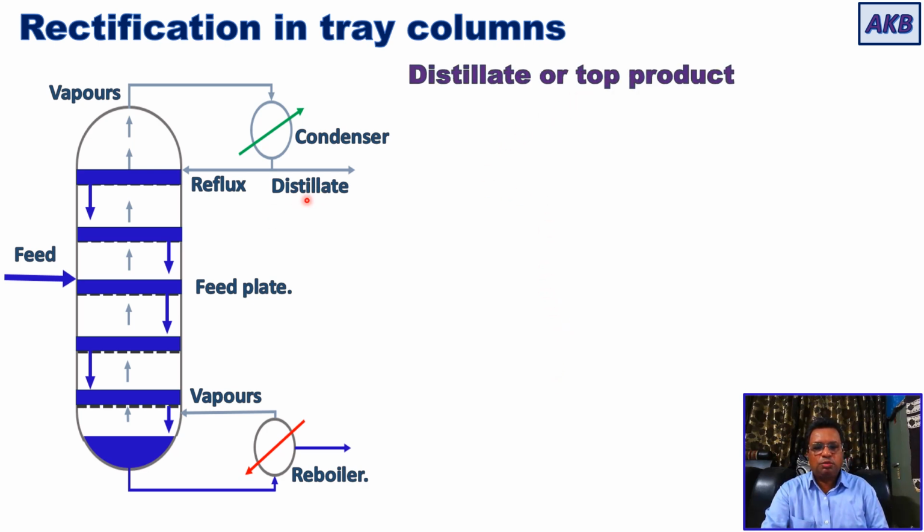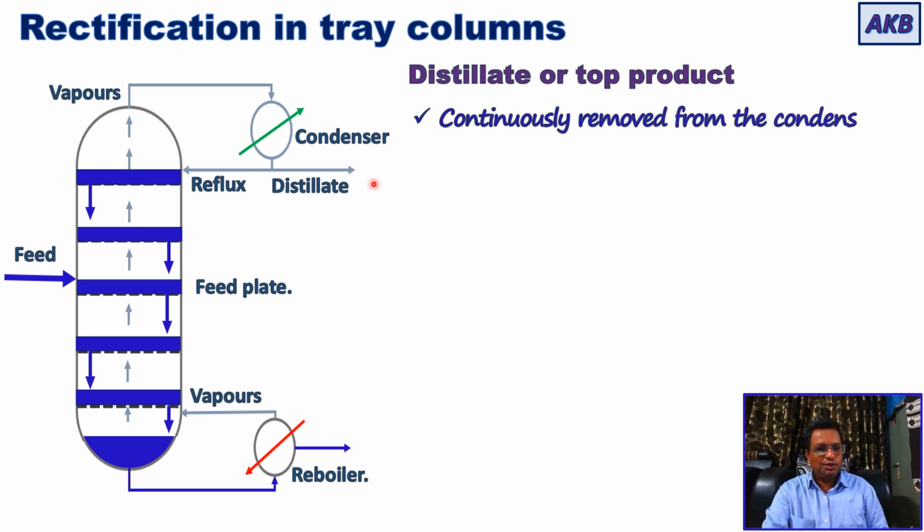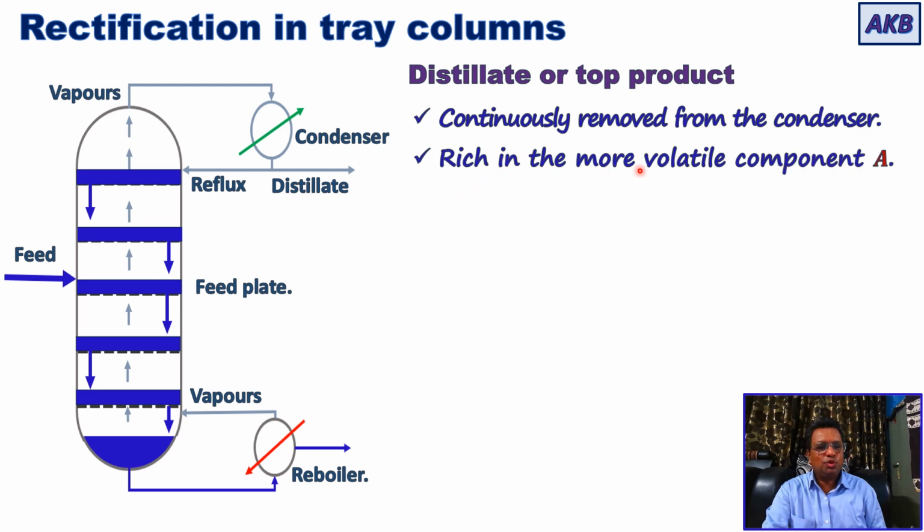Now let us know more about the distillate, which is the top product taken out from the condenser. The distillate, or the top product, will be continuously removed from the condenser. And what is its peculiarity? It is rich in the more volatile component. In our discussion we had considered two components, A and B. A was the more volatile component. So in this case the distillate will be rich in A, the more volatile component. This will always be true.